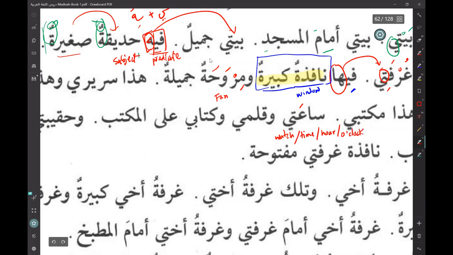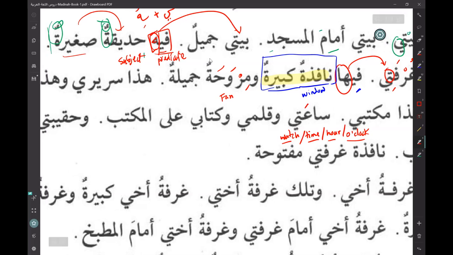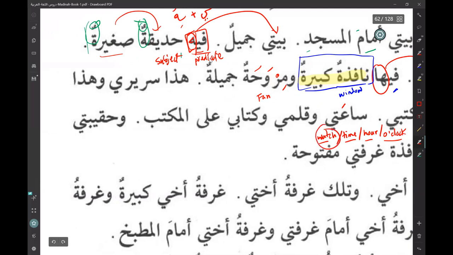So for example, if you're trying to say 6 o'clock, sa'a as-sabi'a. So you're going to say as-sa'a and as-sabi'a. Make sure you understand all of these meanings, and the meaning will be clear from context. For example, in the Quran, when Allah says as-sa'a, it's talking about the hour, referring back to the day of judgment. Now, here of course the meaning is watch. My watch, wa qalami, and my pen, wa kitabi, and my book, ala al maktabi.